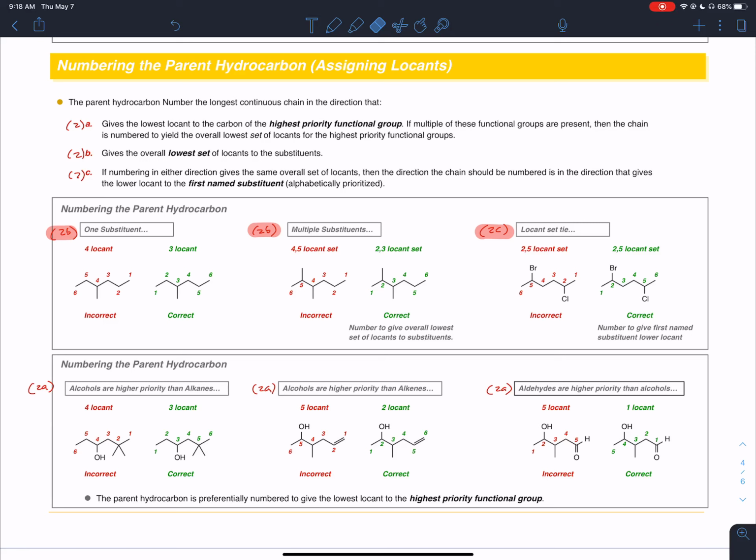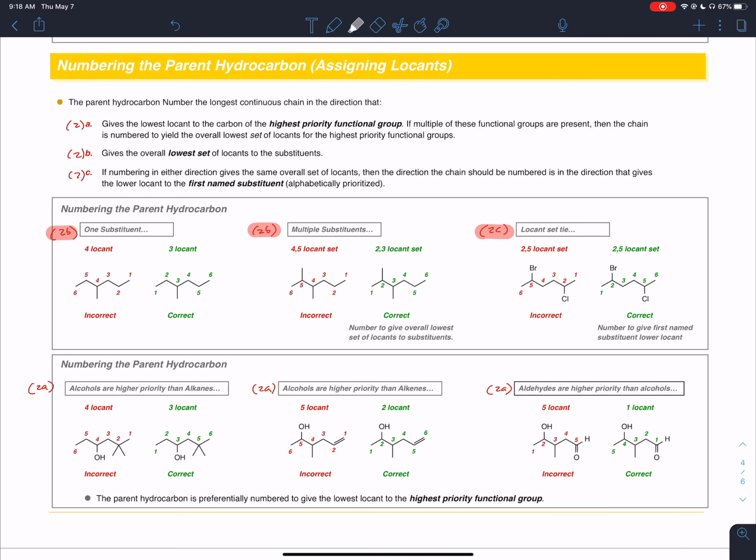Hi everyone, in this video tutorial we are going into a little bit more depth on numbering of the parent hydrocarbon, that is, assigning locants to our longest continuous chain. Now remember, the first process in IUPAC nomenclature, if you're going from structure to name, is identifying the parent hydrocarbon, or longest continuous chain that possesses the highest priority functional group. Then you have to be really diligent about the numbering of that chain.